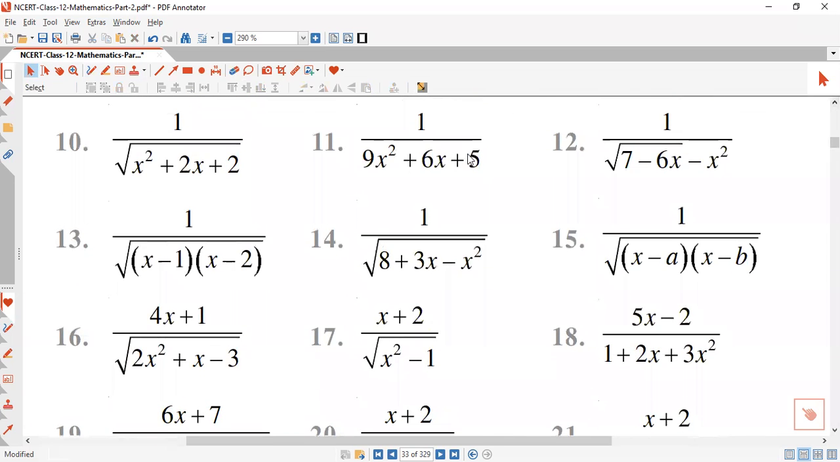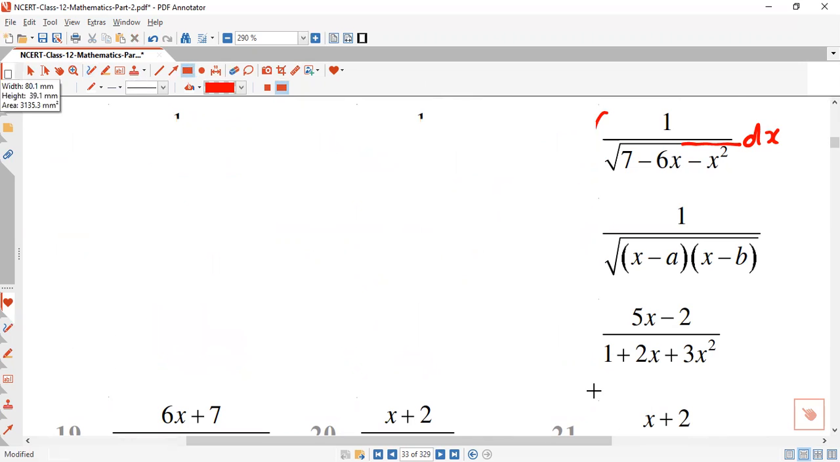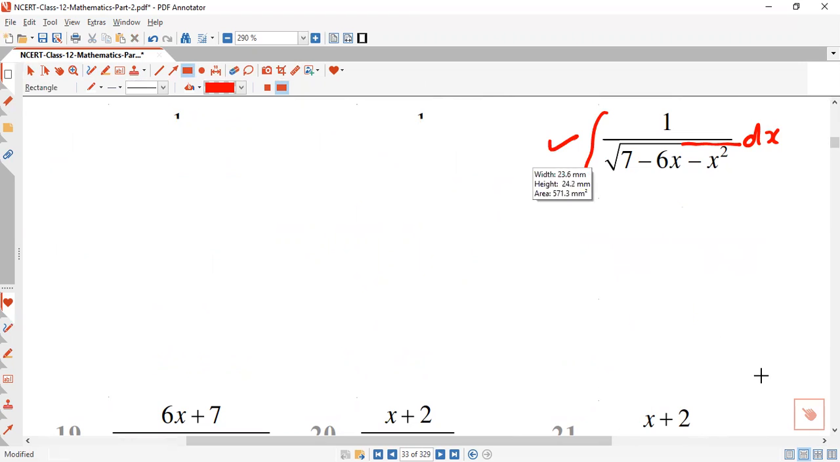Yeah, we have done question number 11. Now we want to do question number 12. This is a complete square root: under root of 7 minus 6x minus x square. You see, we have a quadratic inside the square root, and all the terms are in the denominator. In the numerator, we have only 1. So we have to find the integration of this.